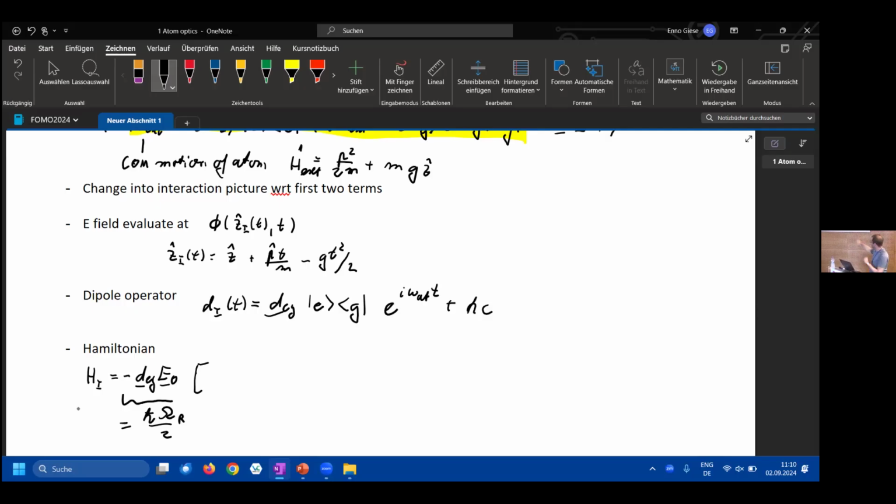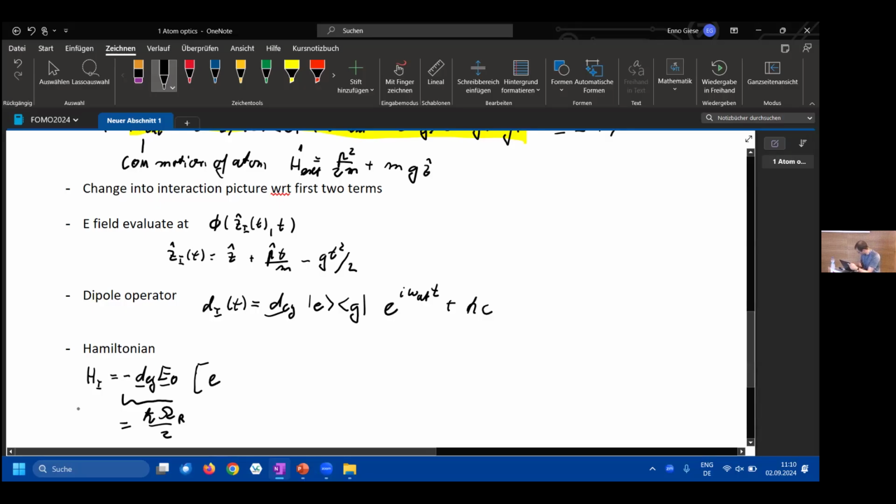And so we have to multiply now this electric field with its 2 contributions with the dipole moment. And what we observe is that we get e to the i, and we have now omega atom plus phi evaluated at z_i and t, describing the transition from the ground to the excited state plus h.c. So these are 2 terms.